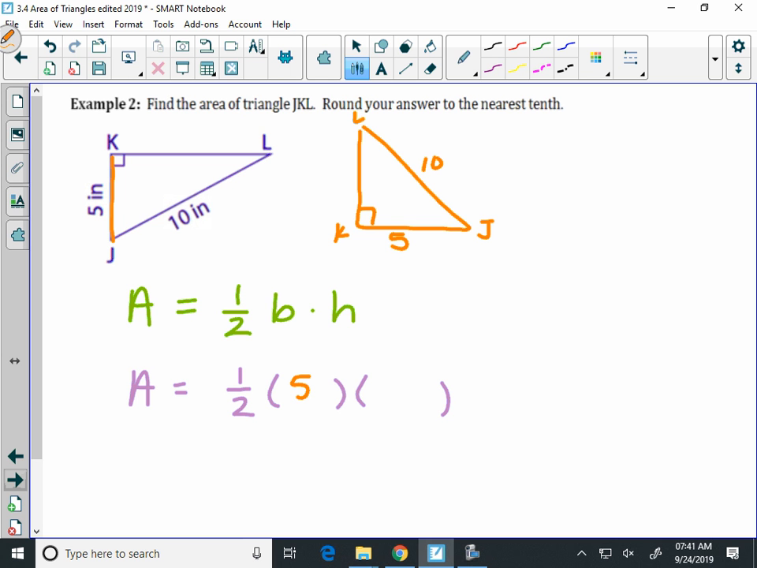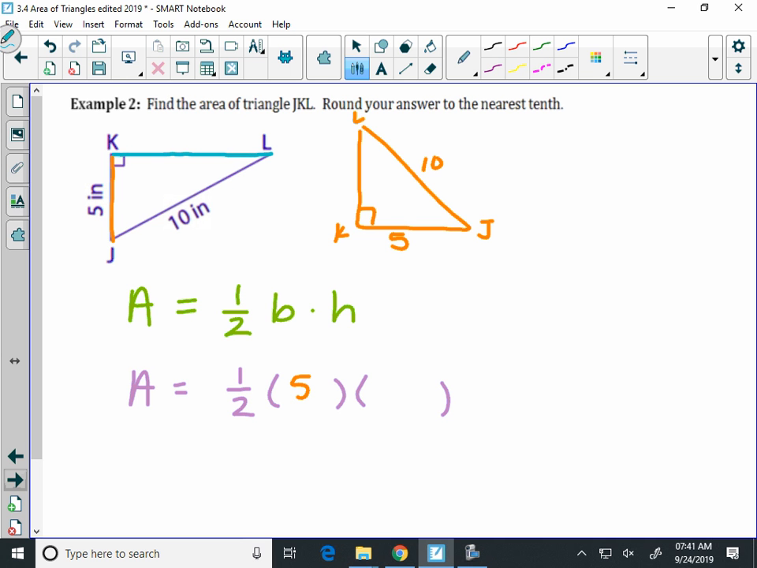Which side is our height? Which side would represent our height in this one? Take a stab at it. Yeah, it would be LK. LK is our height.